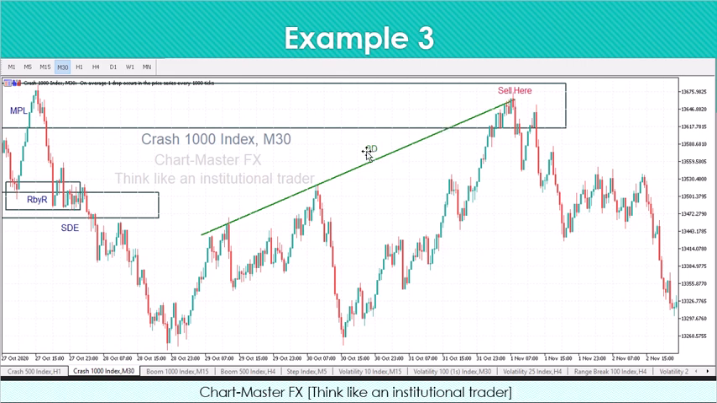So guys, you need to be risk sensitive. So this was the reason for entering the trade, because we had a valid DM here inside here, because this is where you look for the MPL mostly, not to look for the MPL to the left side. So yeah guys, this is an example in Crash 1000 Index M30. Let's go to example number 4.